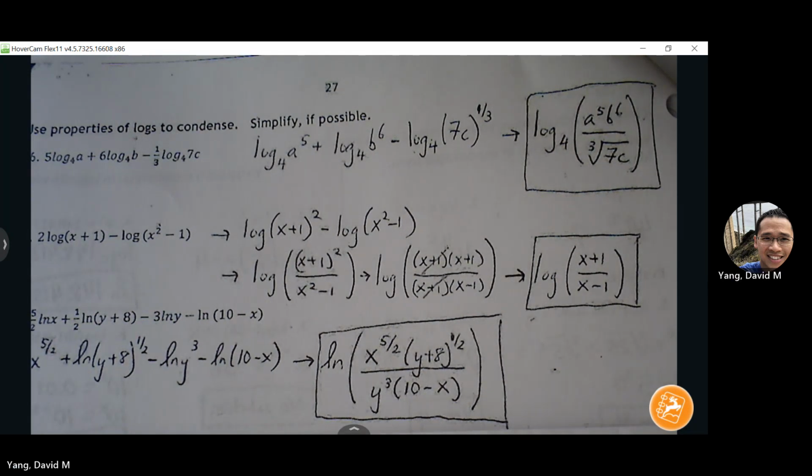Bring the coefficients up as exponents first, and then you're just going to have one natural log term, and you're just going to find a place for the x, the y plus 8, the y, and the 10 minus x.